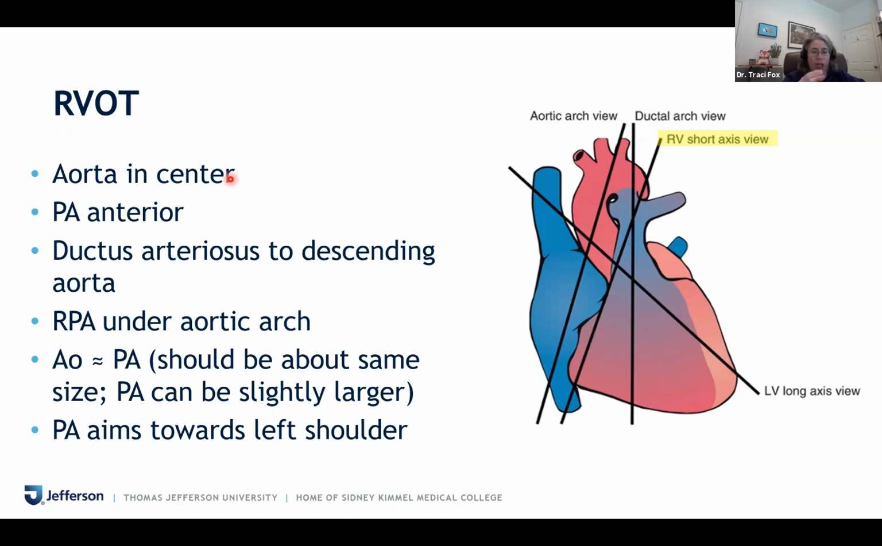If I had a heart in my hand and I stabbed a pen through dead center of the heart, that should be the aorta. And I'll show you a picture, not of a pen in a heart, but a similar version that I use. Pulmonary artery, again, it's a right-sided structure, so it should be anterior. The ductus arteriosus should go to the descending aorta, and the right pulmonary artery crosses underneath the aortic arch. The aorta and the pulmonary artery should be about the same size, but if one is going to be a little larger, it's the pulmonary artery and not by much. And the pulmonary artery aims towards the left shoulder. Remember, the outflow tracts have to cross. Aorta to the right shoulder, pulmonary artery to the left.